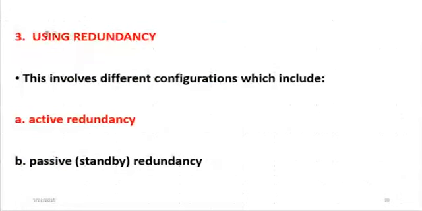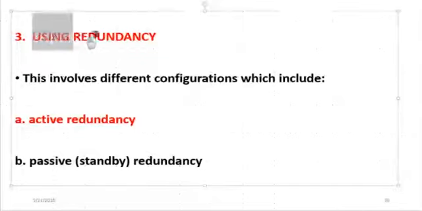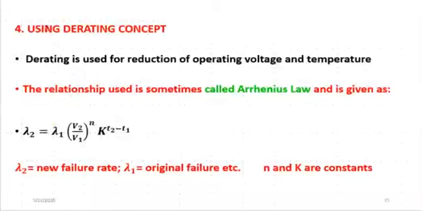Method number 3 of reducing the rate of failure is using redundancy. We have already discussed this one, and the redundancy can be active and can be what? Passive. We already discussed this one in our previous lecture.